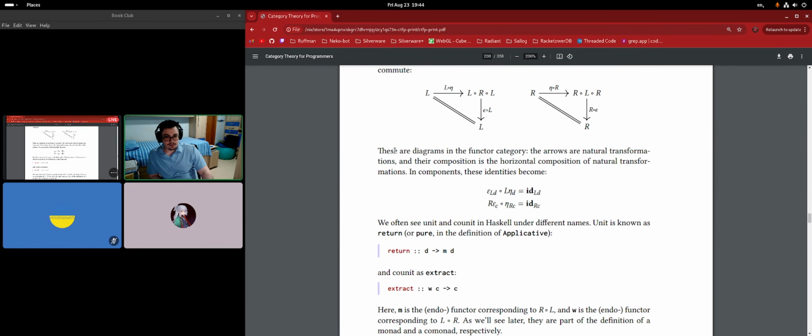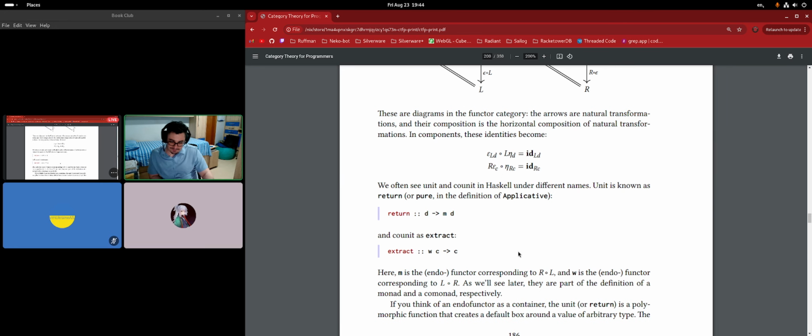Okay, cool. These diagrams are diagrams in the functor category. The arrows are natural transformations, we know that, and the composition is the horizontal composition of natural transformations, which I remember from back in the day. Then we can make these things, and funnily enough, apparently, I was not expecting that, to be honest. Pure is the introduction, and return, well, it's a warning if you make return and pure different in Haskell. And I believe they plan to make this warning default.